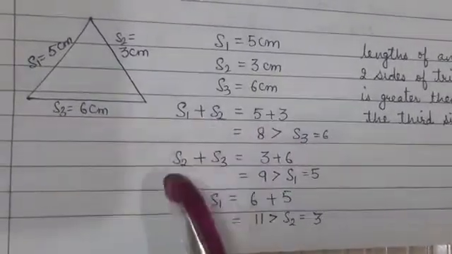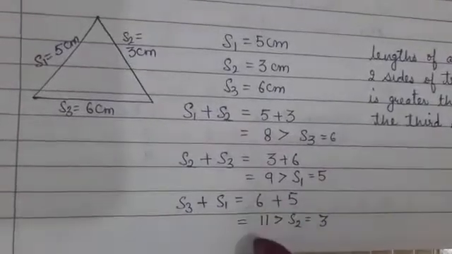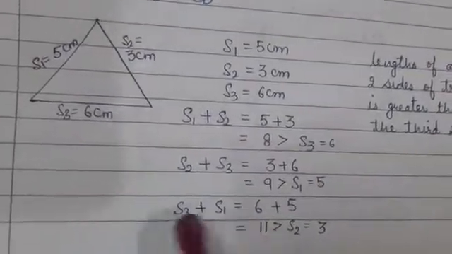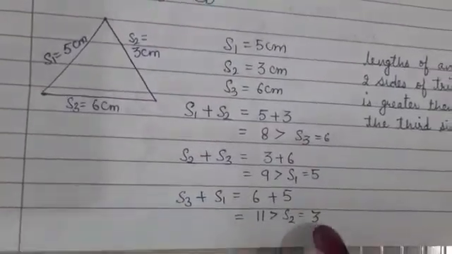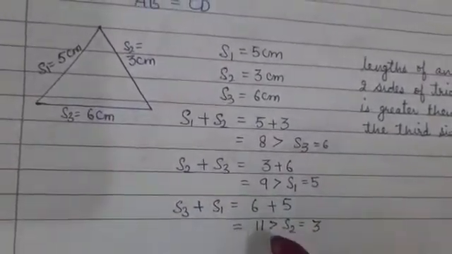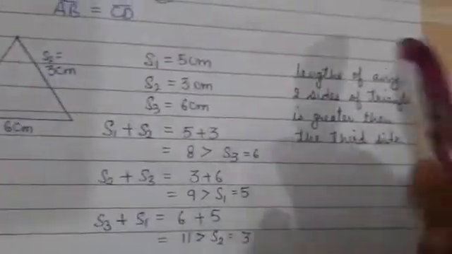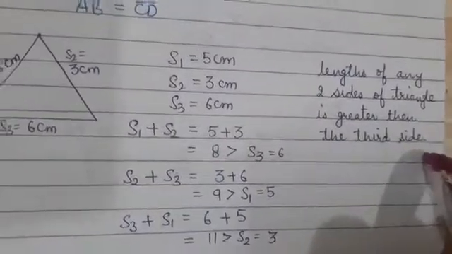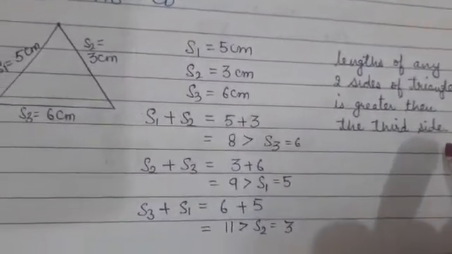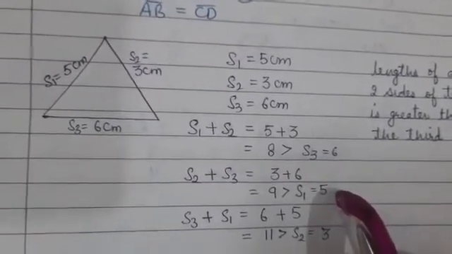First S1 S2, then S2 S3, then S3 S1. The sum of S3 and S1 I have got 11, and when I have compared the sum of these two sides with the third side, which is S2, again I have found the sum of two sides of a triangle is always greater than the third side. So the length of any two sides of a triangle is greater than the third side, not less than the third side. So you can prove this again by taking one more triangle.